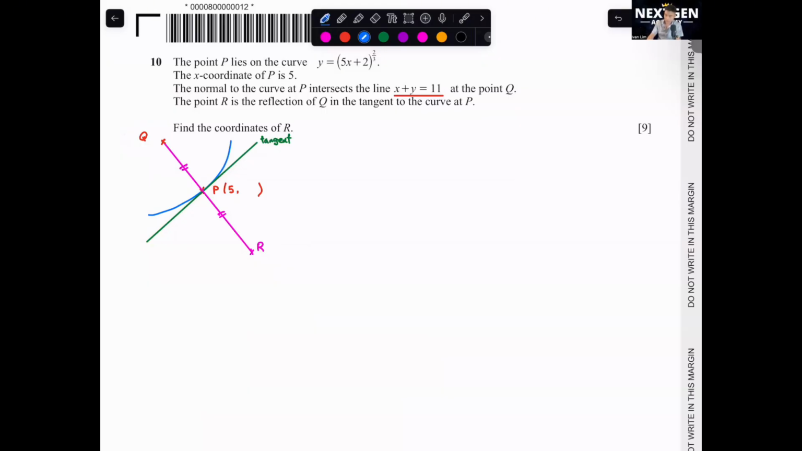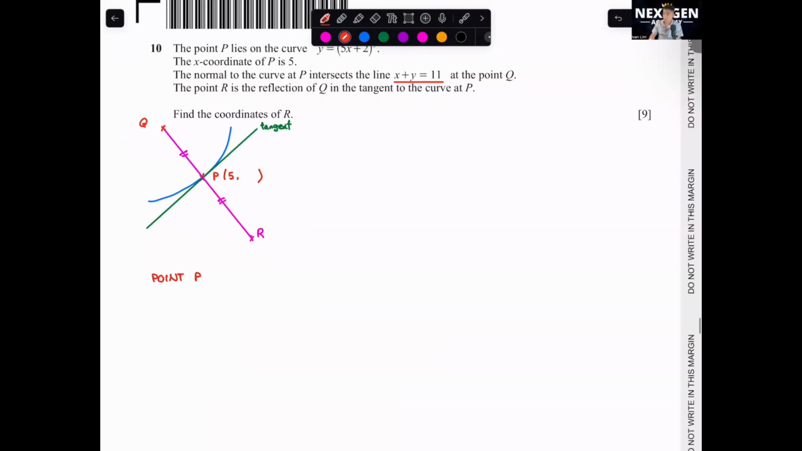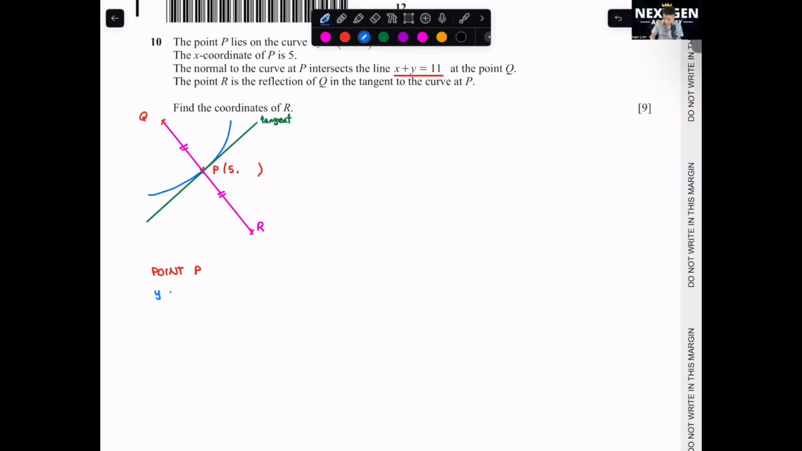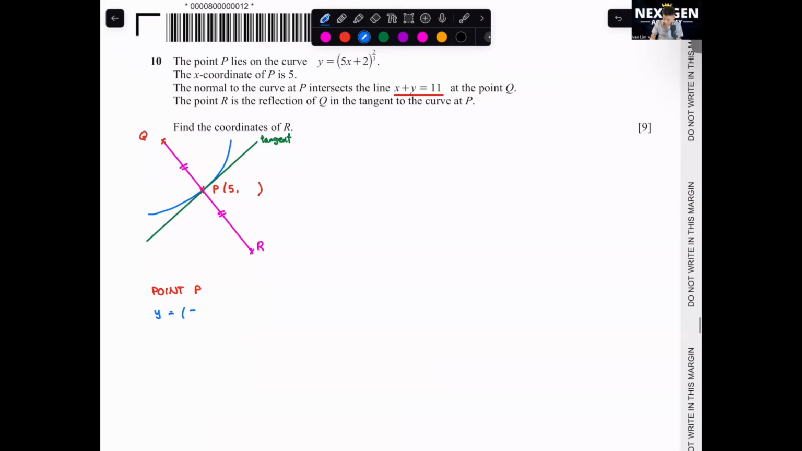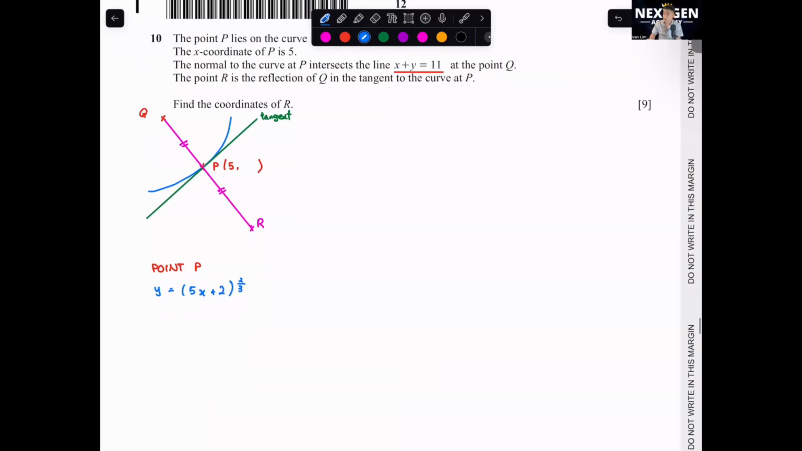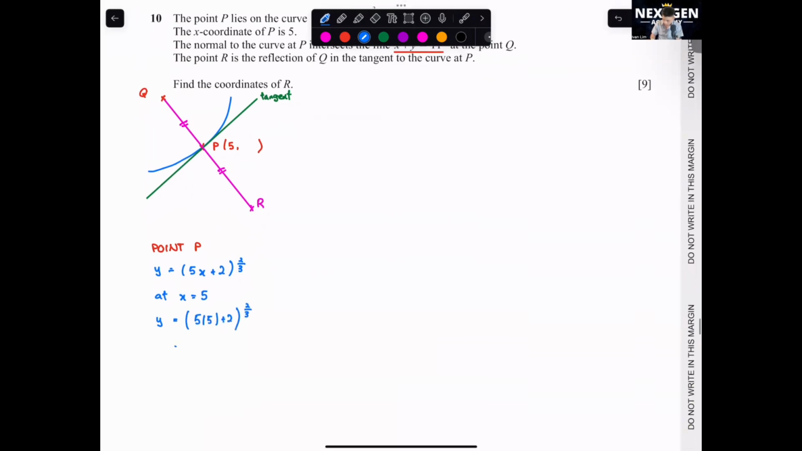Okay, let's start by finding what is point P. Point P is, we substitute x equals to 5 into the y equation. So y is equals to 5x plus 2 to the power of 2 over 3, at x equals to 5. So y equals to 5 times 5 plus 2 to the power of 2 over 3.